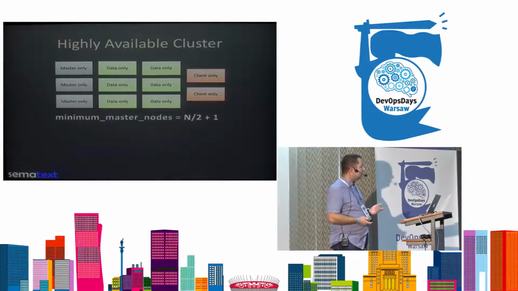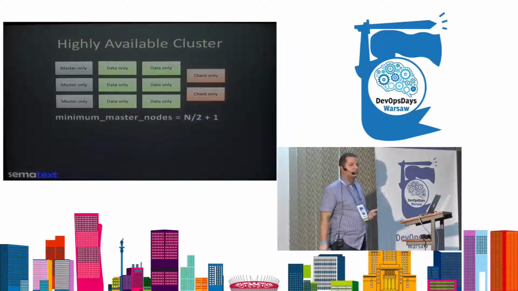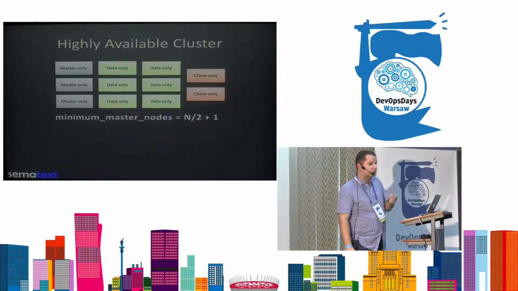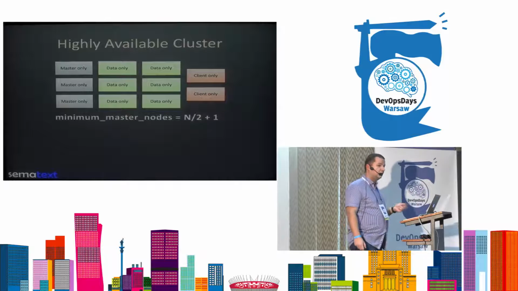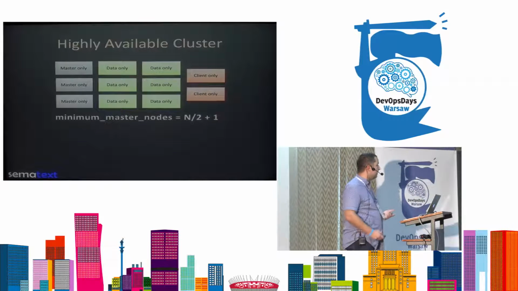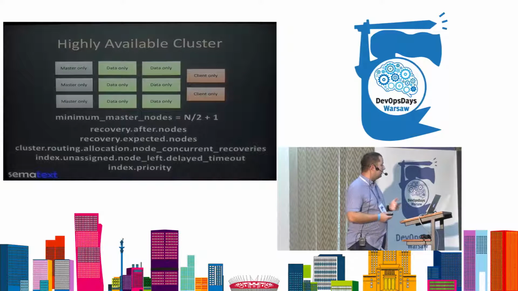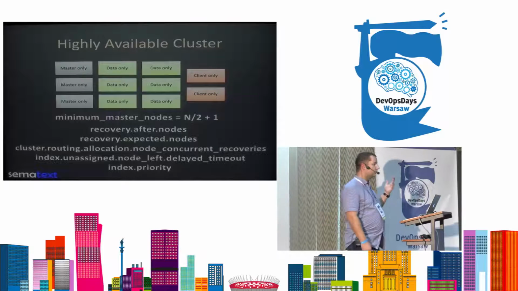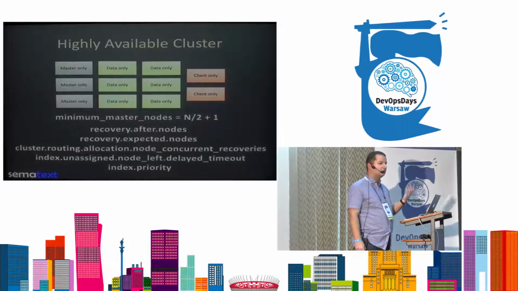So minimum master nodes helps with that, because Elasticsearch knows that if it sees fewer than 50% plus 1 master-eligible nodes, it won't create a new cluster out of that. In addition to that, we have a few properties that allow us to work with Elasticsearch quite a bit more efficiently.